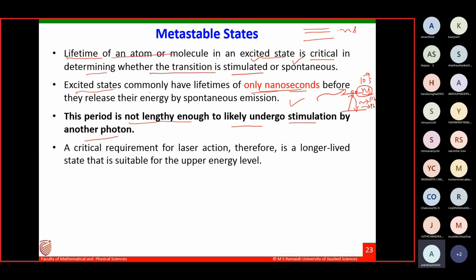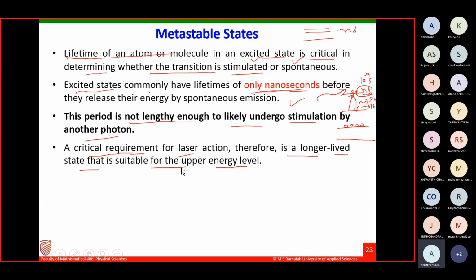Now, as we understood, laser means light amplification by stimulated emission. Therefore, the critical requirement for stimulated emission to occur, that is, for laser action to happen, is a longer-lived state that is suitable for the higher energy level. My given system should have a state whose lifetime is long, or the time over which an atom can spend in the higher energy level should be much, much longer than nanoseconds.